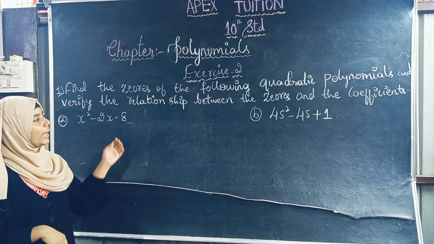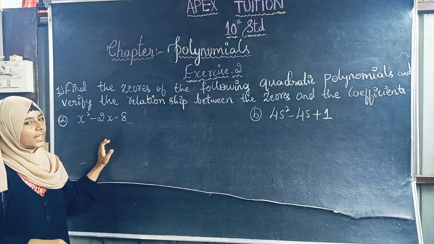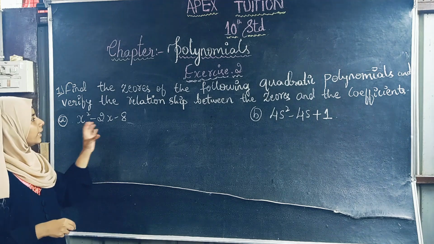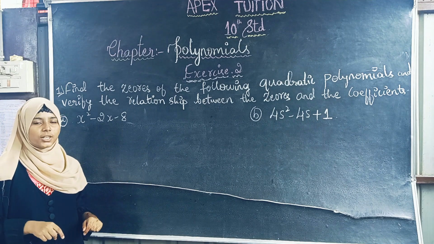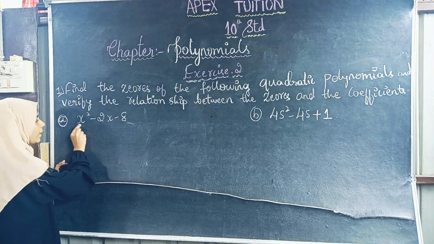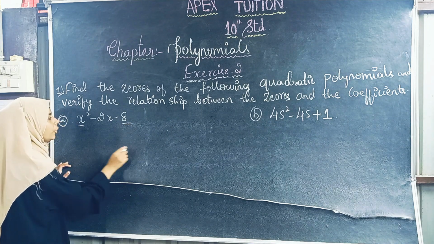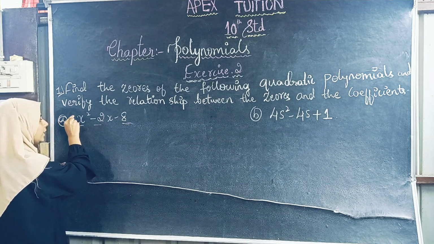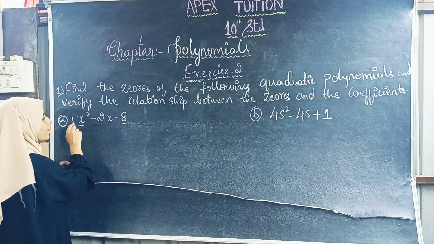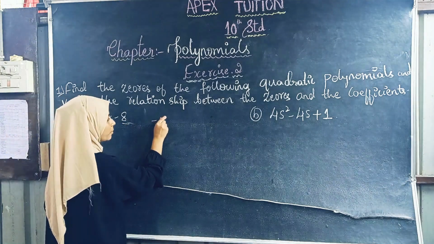Let us move to exercise number 2. In this exercise, we are going to learn about the sum of zeros and product of zeros and the relationship between zeros and coefficients. Then let us move to question number one. Here we have to multiply this number and this number to get this number. First, if nothing is there, we have to consider the number 1. We have to multiply this. 1 into 8 becomes minus 8.